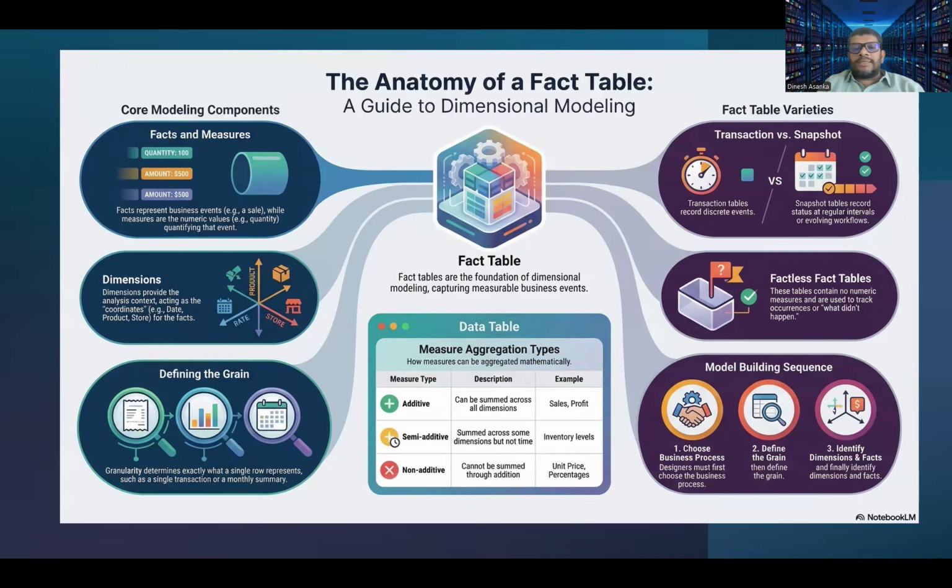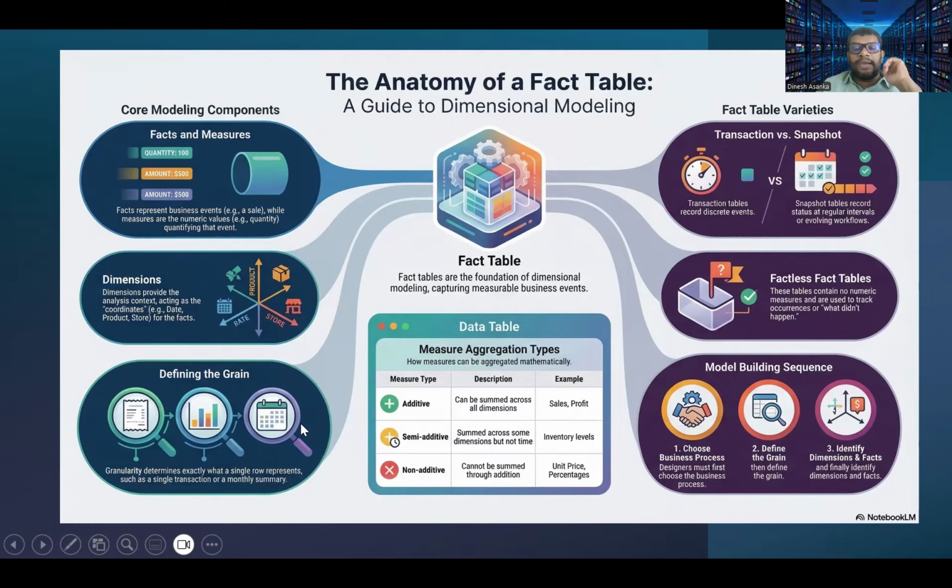Right. So this is the summary of the fact table. We have the transaction and snapshot fact tables. Transaction tables record events with the time. Snapshot tables record the status at regular intervals. Factless fact tables contain no numeric measures; basically they help us understand what happened.